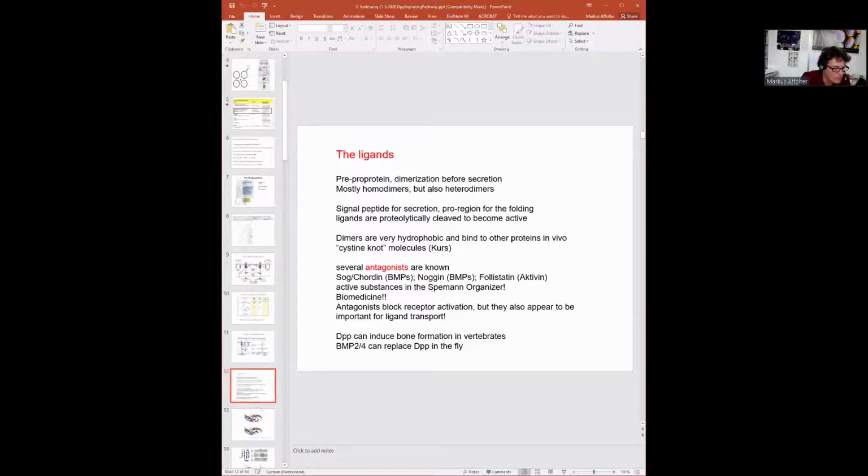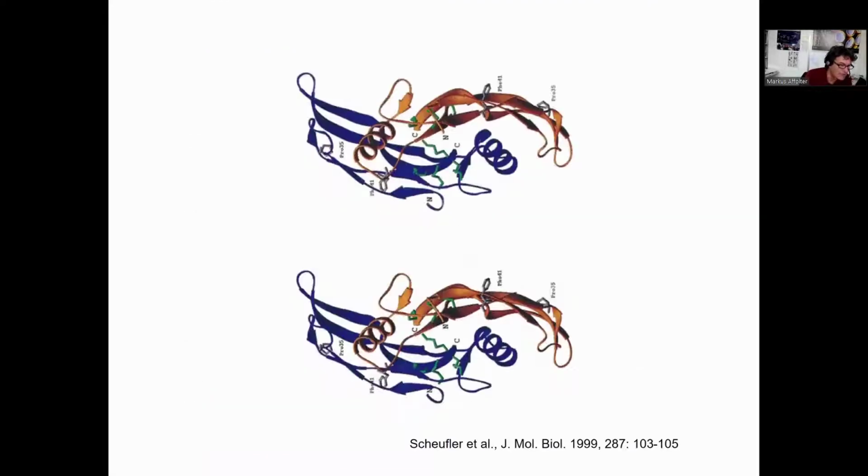This is what DPP looks like. I mean, you've seen it here now. So the orange part here is one of these molecules. This orange part here is this molecule I have in my hands. And then the blue one is the one that dimerizes with it.